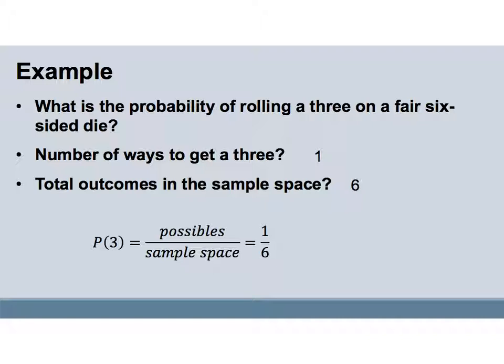So here's an example. What is the probability of rolling a 3 on a fair 6-sided die? Well, how many ways can you get a 3? 1. There's one side that's a 3. What are your total outcomes in your sample space? 6. There's 6 sides to the die. So the probability of a 3 is 1 over 6. That's it. So however many is possible over the total number in your sample space.